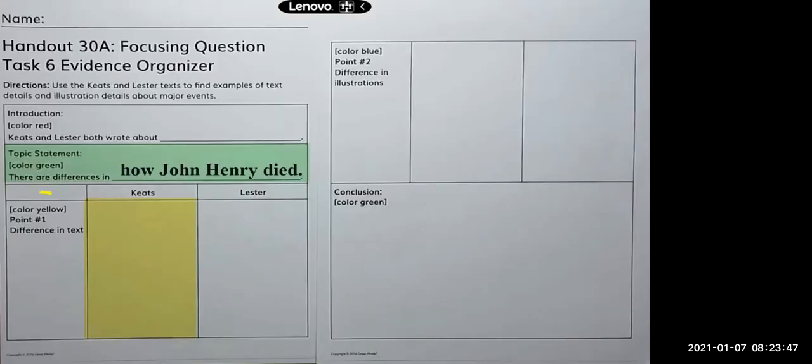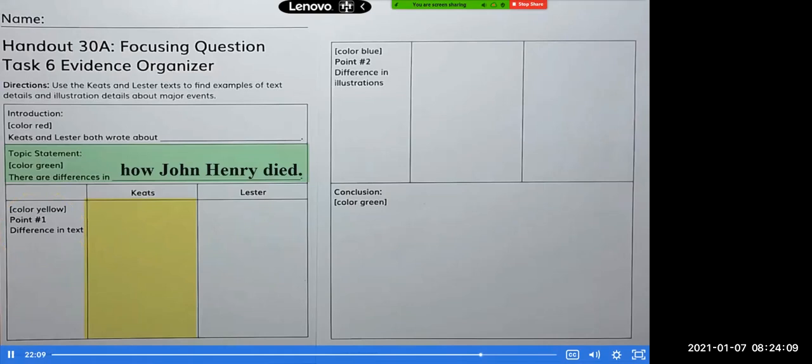Remember, we're focusing on point number 1, and we're also focusing on the Keats version. Jot down how Keats described John Henry's death. Remember, you can always scroll back if you need to listen again. Pause here to jot, and just hit play when you're ready to continue. Okay, so let's go back and listen to that one more time.